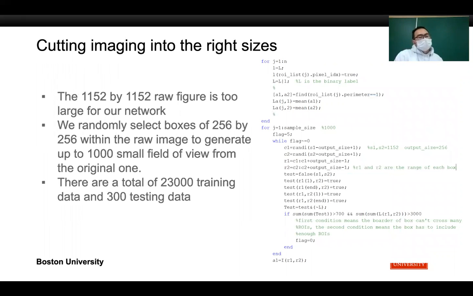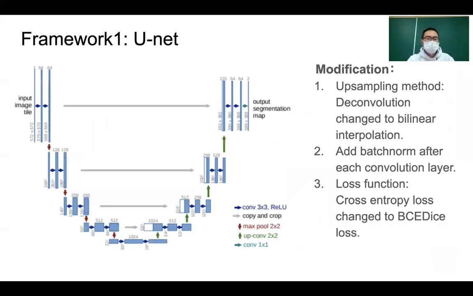1,000 by 1,000 is too large for our network, so we will cut it down to 256 by 256. We will cut 1,000 small images from a single large image because 26 is not enough for deep learning training. For training it will be a total of 23,000 images and labels. We will cut 100 out of each of the last 3 big images, so we will get 300 testing images. This is how we train our network.